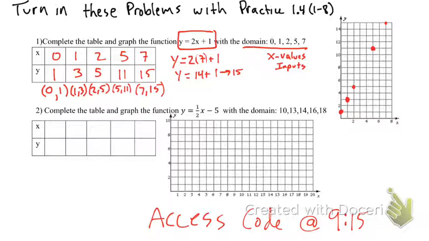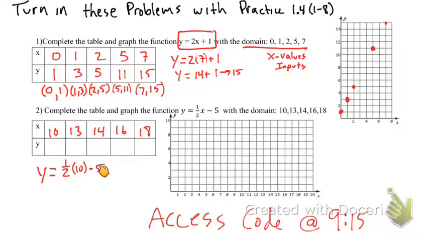All right. Number 2, same idea. My domain is these numbers here, so I'm going to write them in for my x values. 10, 13, 14, 16, 18. Okay, and we're going to find our y values by plugging it in for this x. So my y values will equal 1/2 times x minus 5. So I'm going to plug in 10 first.